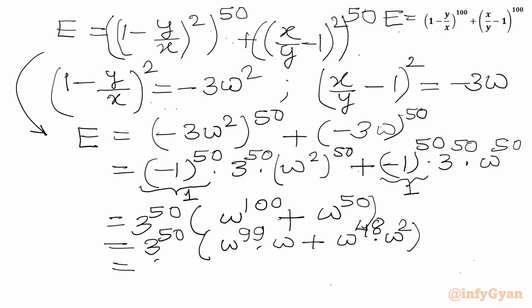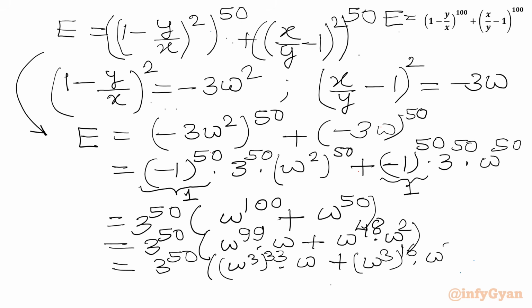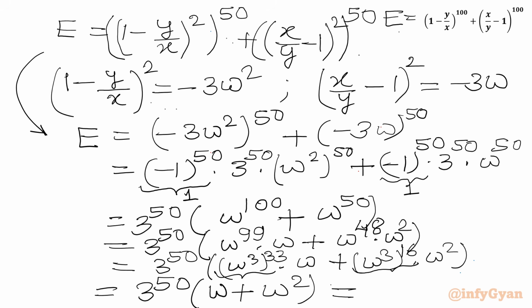Now we can write 3 power 50. Omega power 99 can be written as (omega cube) whole power 33 times omega plus (omega cube) whole power 16 times omega square. Now omega cube is 1, so this is 1, this is also 1. We will get 3 power 50 common, in the bracket omega plus omega square, which is minus 1. So we will get our answer: minus 3 power 50.